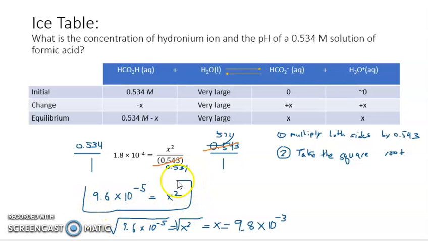And that is 9.6 times 10 to the minus 5 equals x squared. To get to x, I take the square root of both sides. So the square root of 9.6 times 10 to the minus 5 equals the square root of x squared, and x then equals 9.8 times 10 to the minus 3. So now I have the value of x.